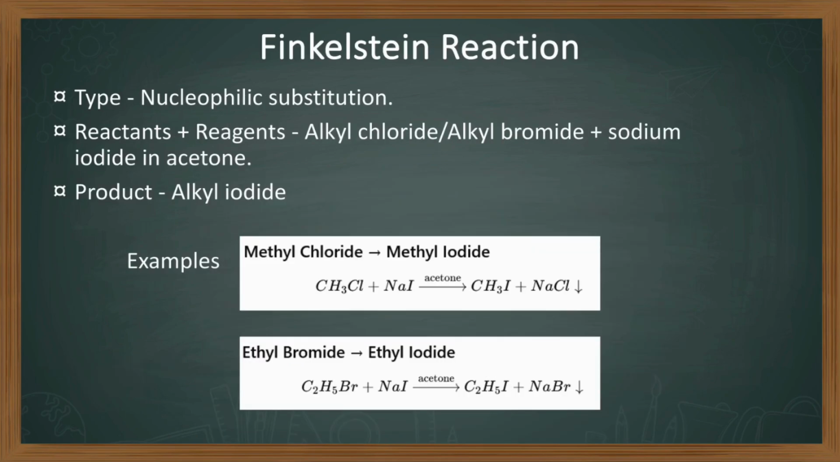The next reaction we are going to discuss is Finkelstein reaction. It is a nucleophilic substitution reaction by nature. In this reaction, alkyl chloride or alkyl bromide is converted to alkyl iodide. For this transformation, we use sodium iodide in acetone medium. This reaction can be done for any alkyl chloride or alkyl bromide, and we get sodium chloride or sodium bromide as a byproduct.